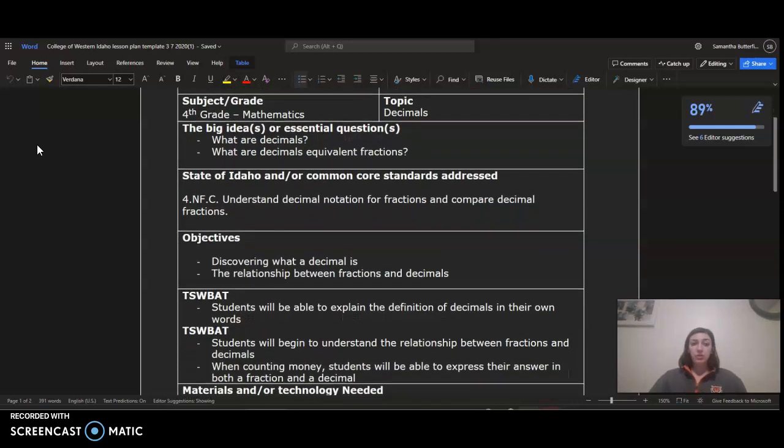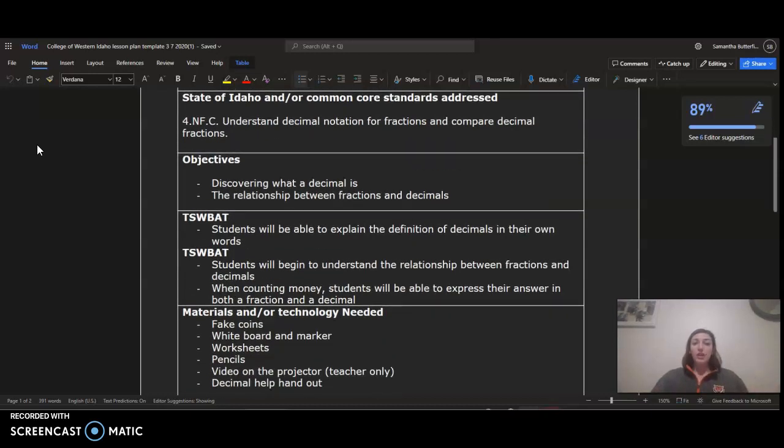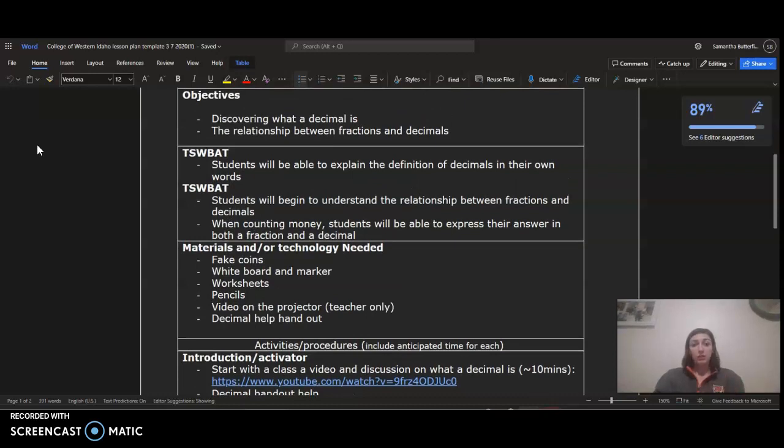The topic is decimals, and the big idea that I want them to get is what are decimals, because this is an introductory lesson, and what are decimals equivalent fractions. The standard that it addresses is understanding decimal notation for fractions and comparing decimal fractions. So the objective is I want them to discover what a decimal is and the relationship between fractions and decimals. I think it's a really good building block.